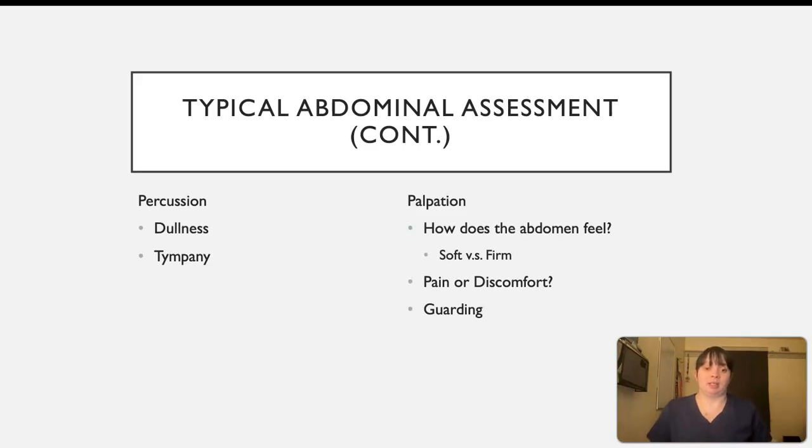And are they guarding? Are they bracing themselves for potential palpation to areas that are tender, such as if our patient is experiencing appendicitis, they would definitely be guarding, as well as with cholecystitis, they would definitely be guarding their abdomen.